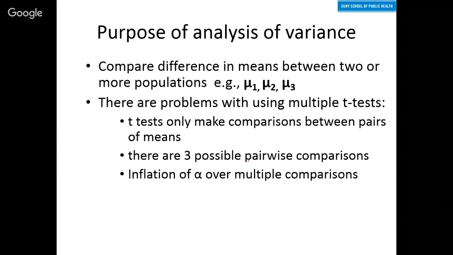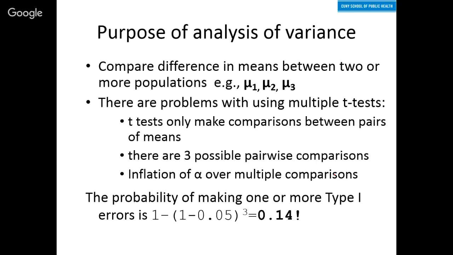Just to write down here these problems with using the multiple t-tests. This inflation of alpha over multiple comparisons is not a fatal flaw because it can be corrected for. It's an issue. It's not a fatal flaw. It's not the primary reason that you would want to use analysis of variance in this case. If you are not aware of that and just do 3 t-tests, you're going to end up with a probability of making at least one type 1 error of 14% instead of 5% without any correction.